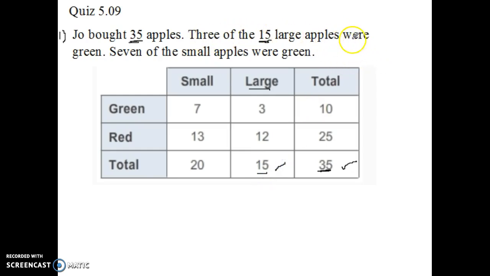And we say 3 of the large apples are green. So look at green is 3 large. That's correct. And then 7 of the small apples were green. So here's my small, are 7 green. That is true. So we know this is the right table.